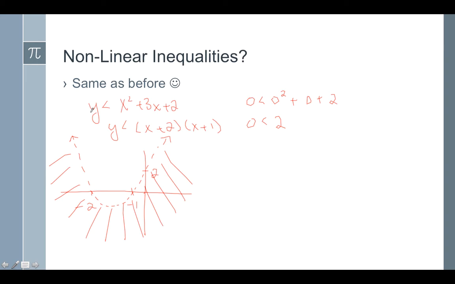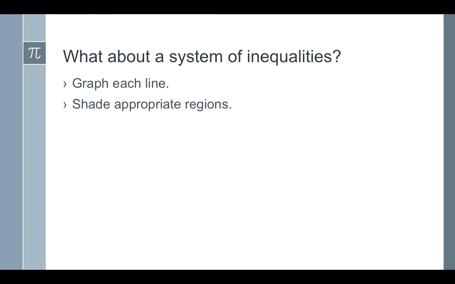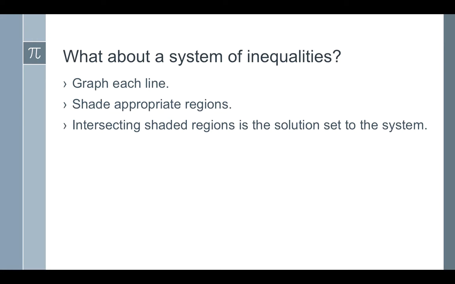So let's try what the whole section is actually about. The whole section is actually about a system of equations. If I were to do a system, what we need to do is graph each line separately. We need to shade the appropriate region for each line separately. But what we should get in most cases, not all cases, is an intersecting shaded region. It's where two shaded regions overlap each other. That overlap is the solution set to the system.